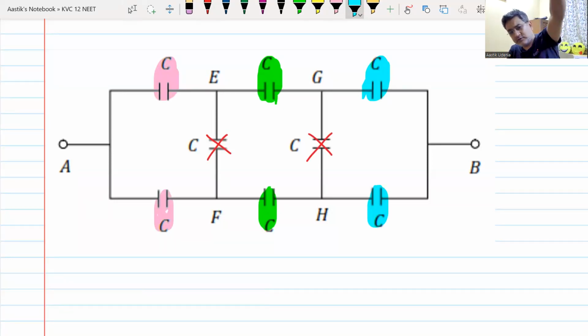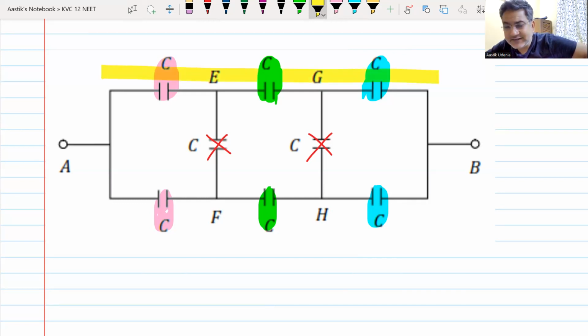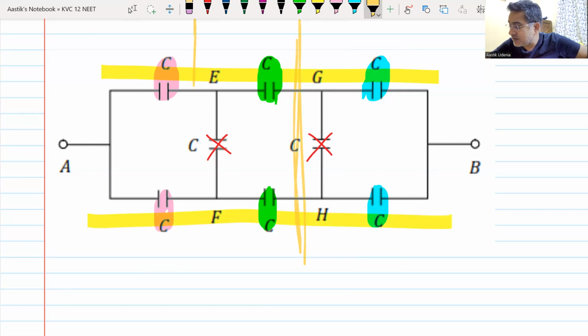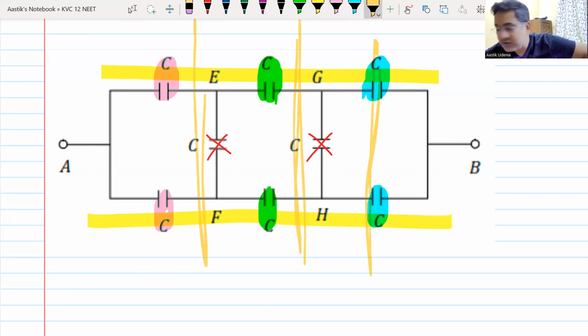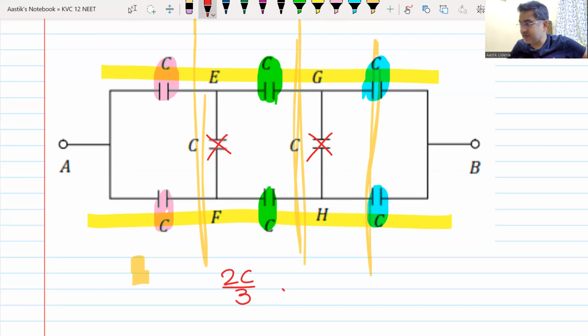Yes, sir. So the middle capacitors go away, then you can see C in series with C becomes C by 3, and then these two branches are in parallel. So C by 3 in parallel with C by 3, the answer is, oops, wrong color, I hate wrong colors, 2C by 3. Everyone got this? Yes, sir.